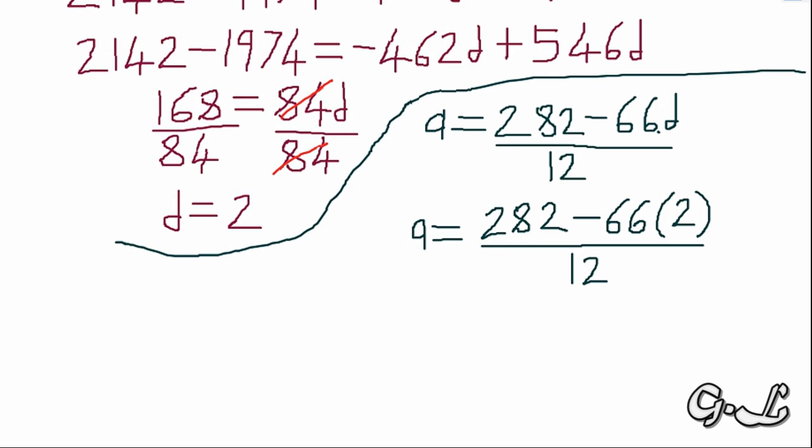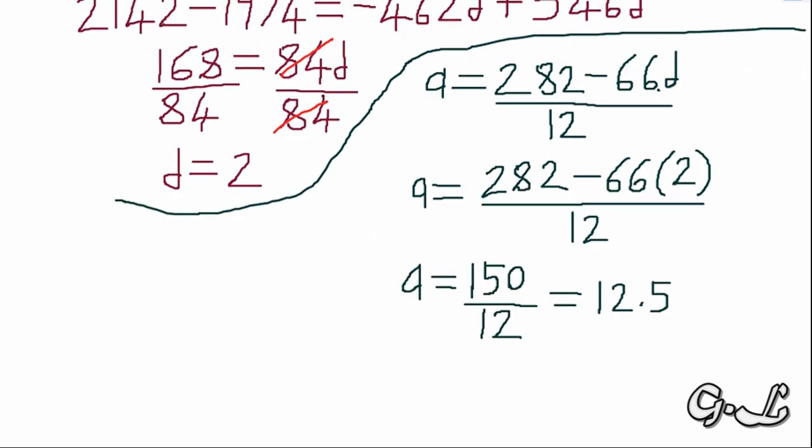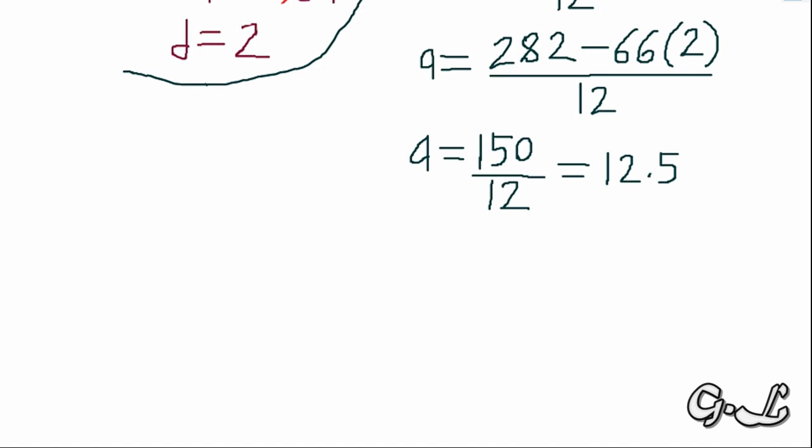And the next thing, we're going to do the calculations. The numerator is 150 and the denominator is 12. And when you do the calculations, 150 divided by 12 will give you 12.5. So that is our A. Our A is equal to 12.5, and then our D is equal to 2.